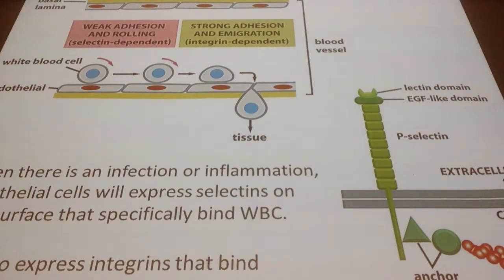What happens in the rolling part is that selectin is a protein that binds to carbohydrate residues on the surface of cells. Guess where we've heard about that before? Glycosylation, lots of carbohydrates on the surface of cells, right? So selectin would bind to carbohydrate residues on the surface of the white blood cell.